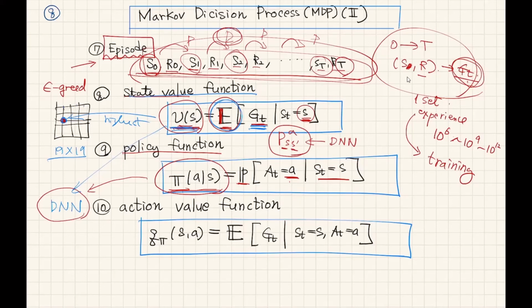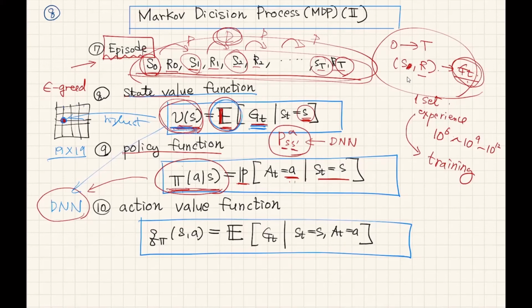Either way, this policy network or state value function can help us make the best decision. We make a decision, an action, to maximize the state value function, or sometimes we can choose the policy action that has the highest probability. That is called pi AS.